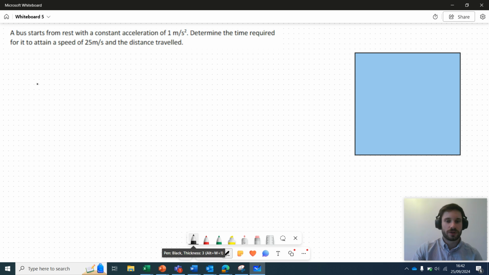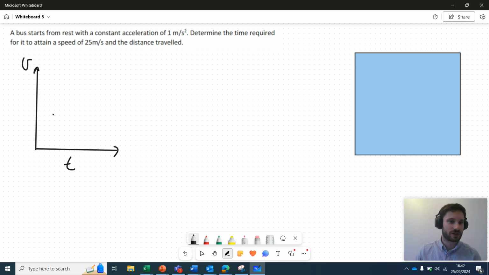So we don't really need to learn all that much university level theory to understand and do this problem. We could model the way that the bus is moving. So let's draw a velocity time graph here.